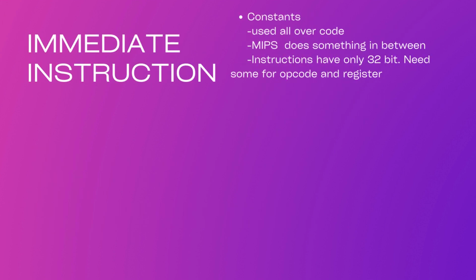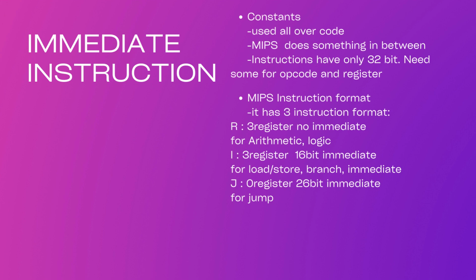Next, immediate instruction. The first one, constant. It uses all opcode. MIPS does something in between. Instructions have only 32 bits, and need some for opcode and register. And then the MIPS instruction format. It has three instruction formats. The first one is R. It has three registers, no immediate. It is for arithmetic and logic.